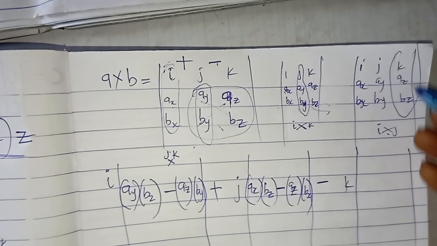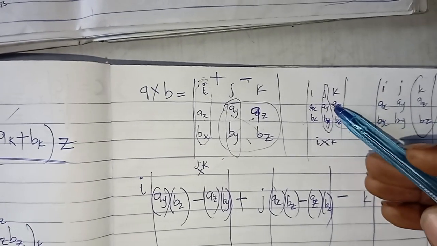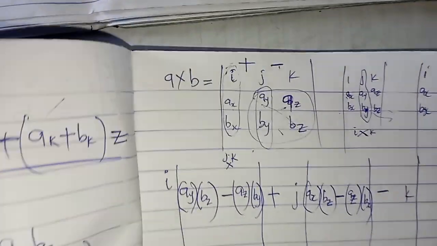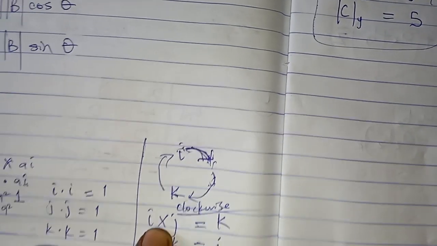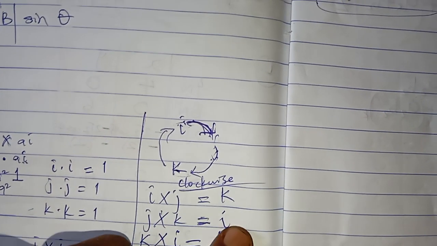I cross J gives you K, so you ignore it. And I cross, watch, look at it. Let's do I cross... I cross J gives you K, yes, and J cross K gives you I.